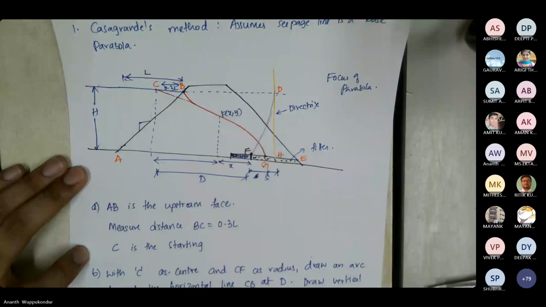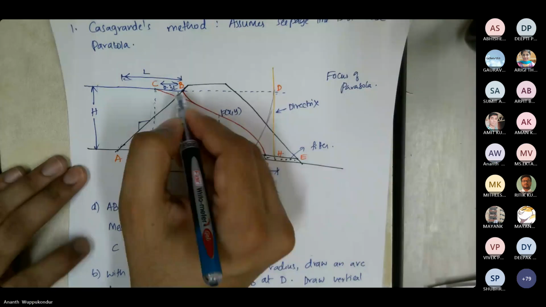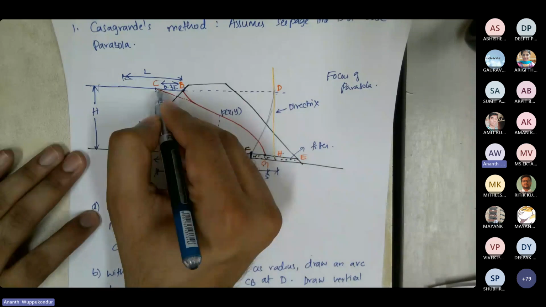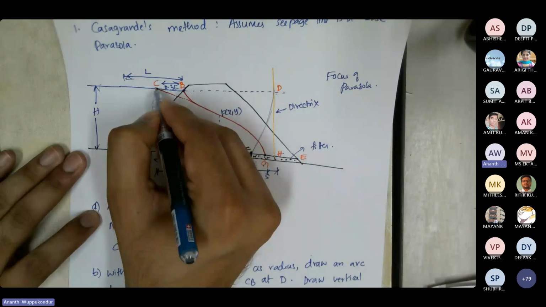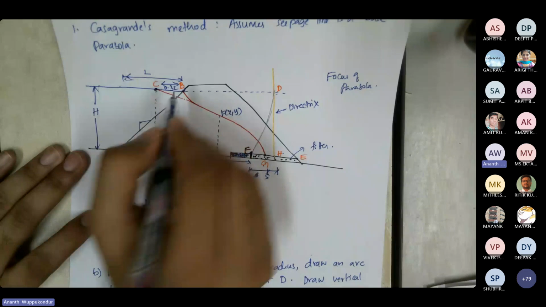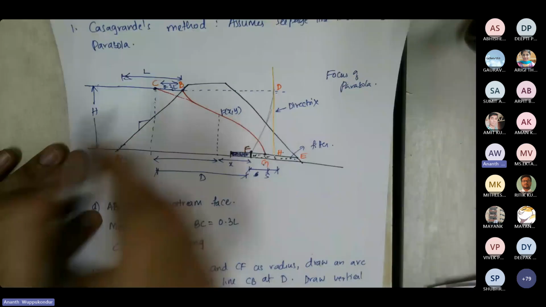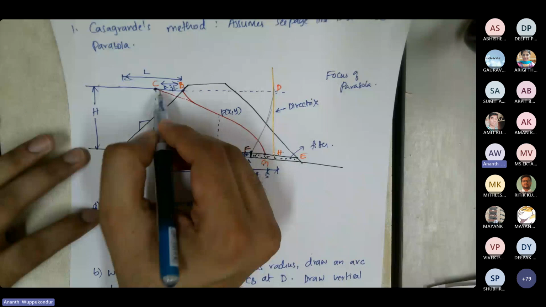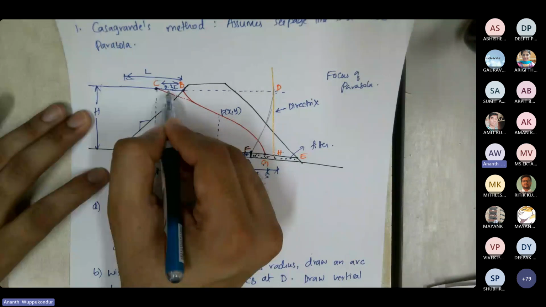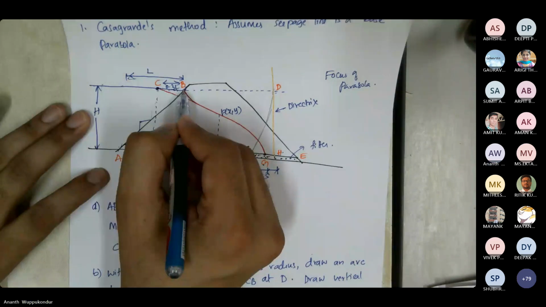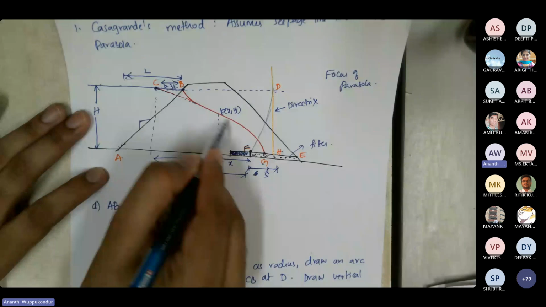Now, we assume that the starting point of the parabola is at point C, which is at a distance of 0.3 times the length L from point B. So now you can see this forms a parabola until G. Starting from C, the parabola ends at G.